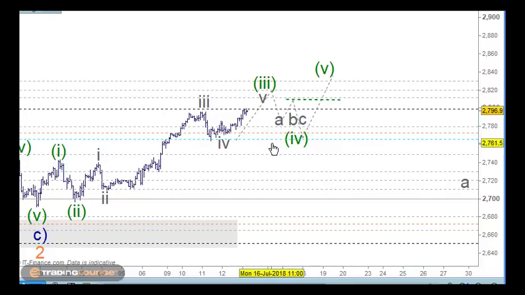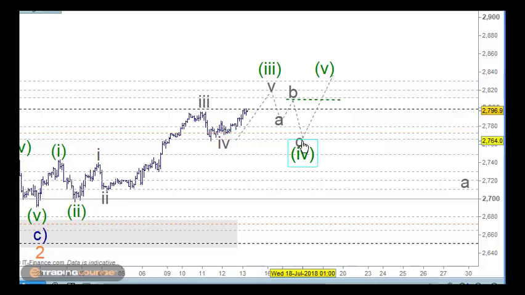So the wave 2s were simple and sharp, so that means that these guys here will be more complex. So we're looking for an A wave, a B wave here, and a C wave here. Once we get this wave 3 high in here, then we could look for the 38.2% retracement level here as well. It's not that we're interested in trading this wave 3 to 4 by the by either.